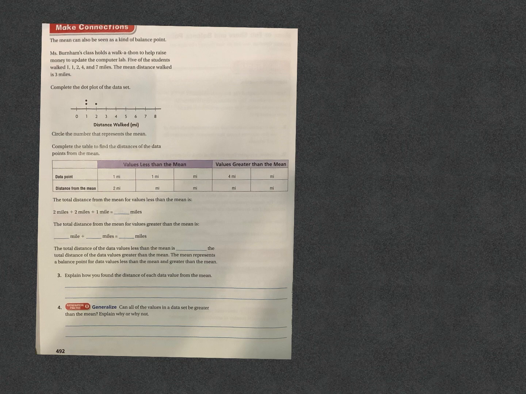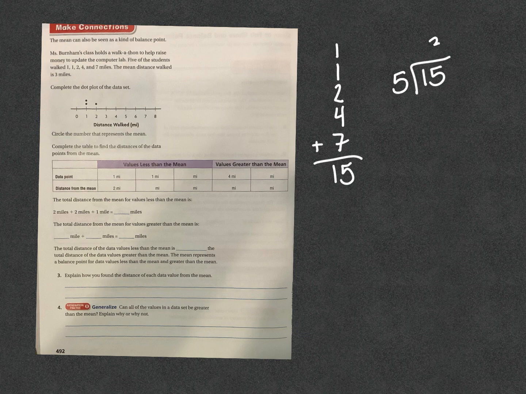Okay, I want to talk about that mean distance walked that they gave us for 3 miles. If we add up the 1 mile, 2, 4, and 7, so 7 plus 4 is 11, 12, 13, 14, 15. We're going to get 15. And we divide that by how many students walked that. There were 5. And 5 divides into 15 3 times. There's our average, our mean. Average and mean are the same thing. So we have an average of 3.